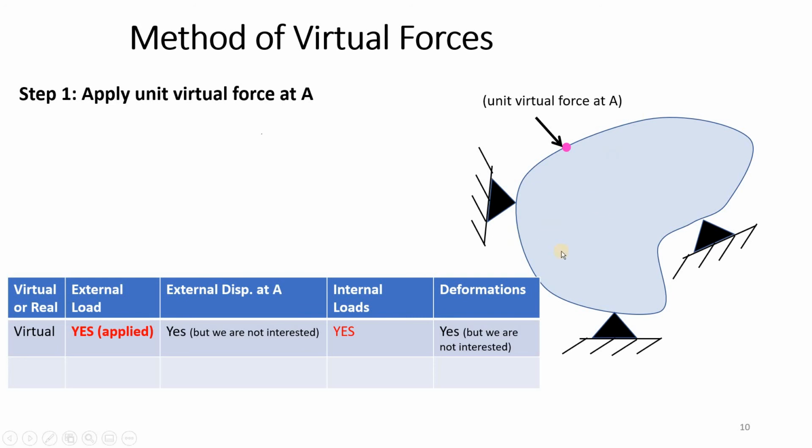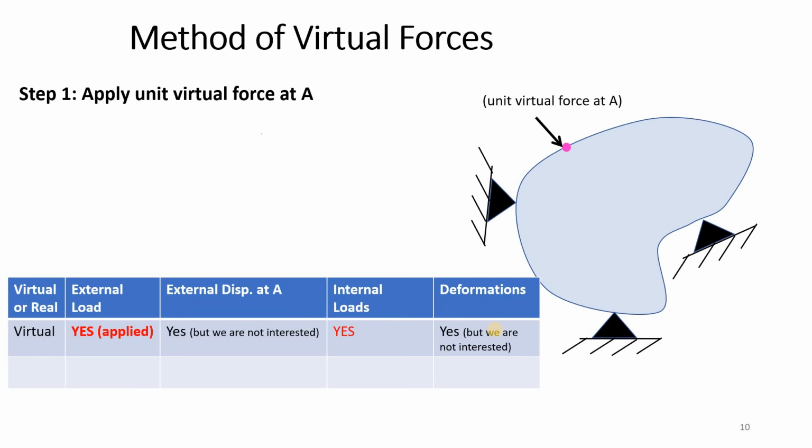And then internal loads will be produced, because when external loads are applied, internal loads are automatically produced to maintain equilibrium. I'm not representing them by any symbol. I just want to say internal loads will be produced, and we are going to be interested in those internal loads. And then there will be some deformations produced by this internal load, some changes in length, some changes in shape, some curvatures. But we are not interested in those deformations.